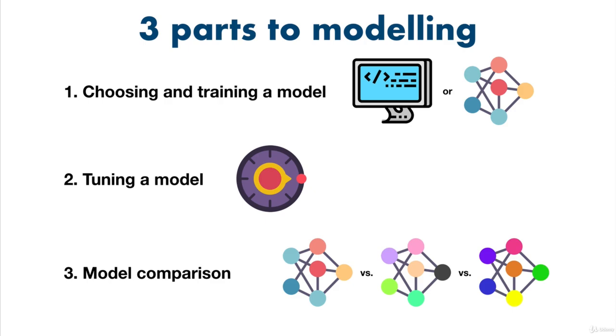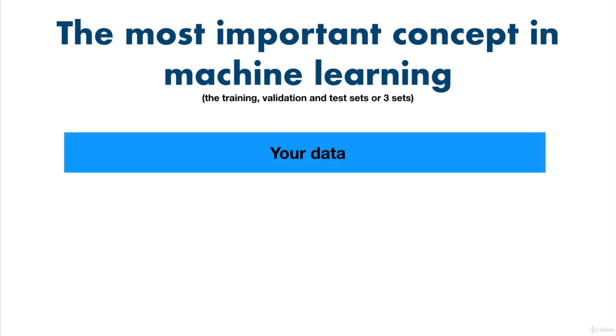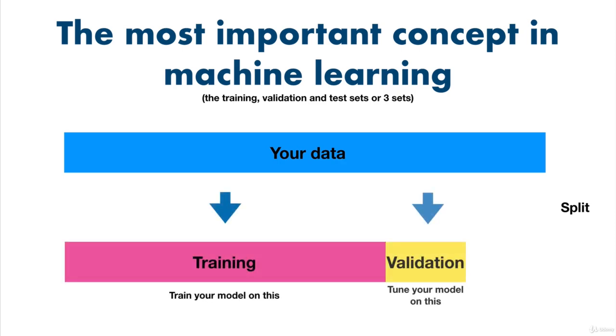Before we get into these, though, part 1 of modeling, and the most paramount topic to discuss in this whole entire course, is the most important concept in machine learning: the train, validation, and test splits, or commonly referred to as 3 sets. Since you want to be using machine learning models to gain insights on some data to predict the future, it's important to test how well they would do in the real world. To do this, you split your data into 3 different sets: a training set to train your model on, a validation set to tune your model on, and a test set to test and compare your different models.